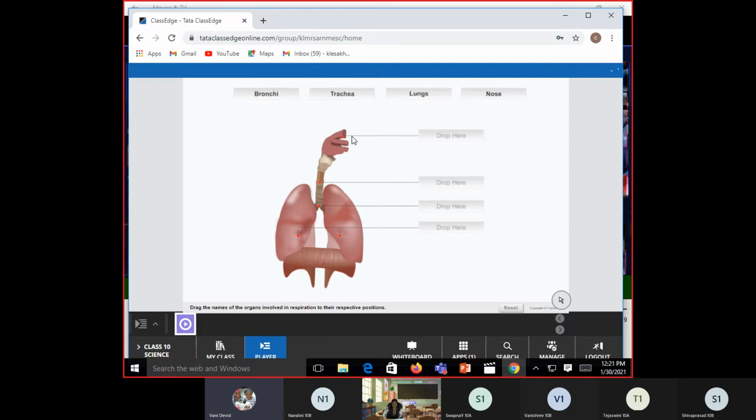Okay, fine. What is the first part? Nose, teacher. Okay, nose. Excellent. Next, what is this region called? Trachea, teacher. Trachea. Excellent. Very good. And what is this region called? Bronchi. Very good. Excellent. And the last? Lungs. Excellent. You are right.